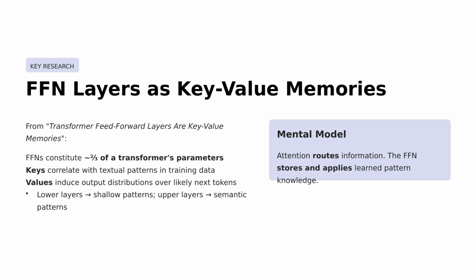One key research finding is that feed-forward, or FFN, layers can be understood as key-value memories. They make up about 2/3 of a transformer's parameters. In this view, the keys align with patterns seen in training text, and the values help produce likely next token outputs. Lower layers tend to capture simpler surface-level patterns, while upper layers capture more semantic ones. So, attention routes information, and the FFN stores and applies learned pattern knowledge.